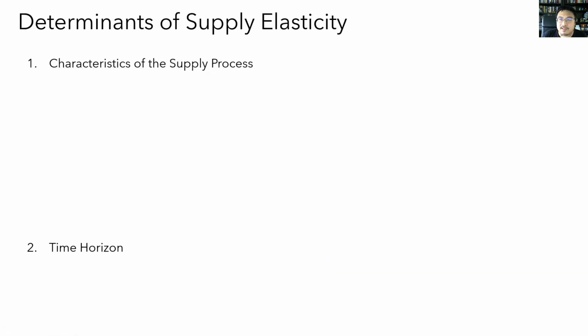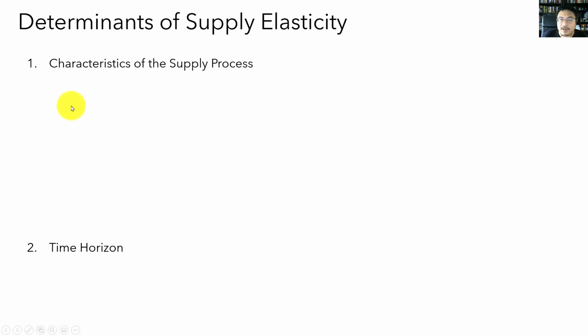So what determines the elasticity of a supply curve? Well, it's hard to pin down any hard and fast rules. The elasticity of the supply curve is really going to depend on the details of the supply side of the market. In particular, it's going to depend on the characteristics of the process by which suppliers bring the product to market. And specifically, it depends on the ability of suppliers to flexibly adjust quantities in response to price changes.